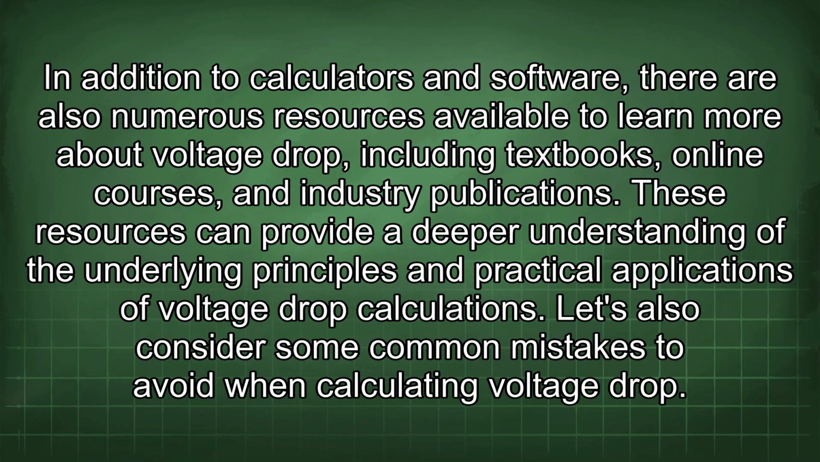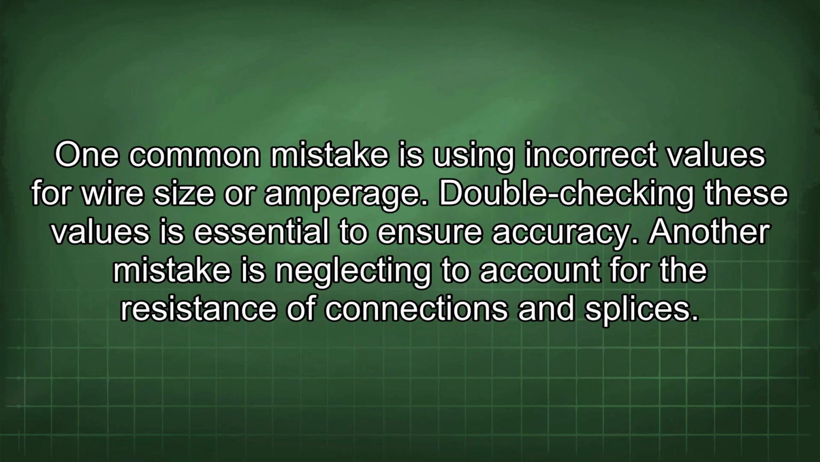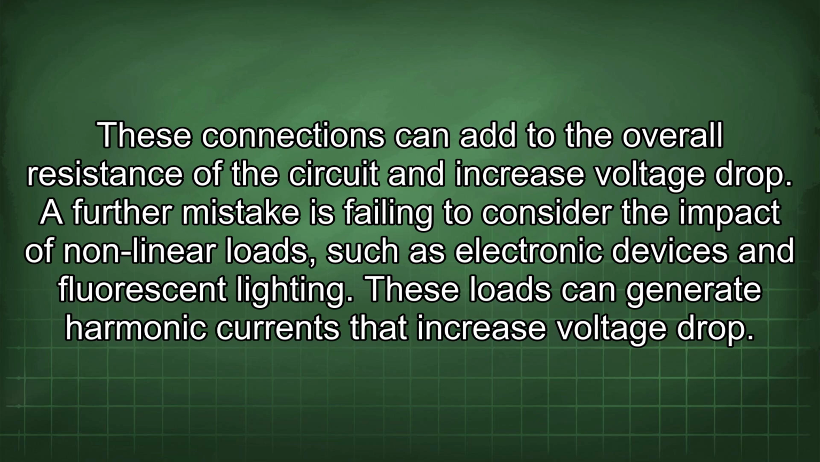Let's also consider some common mistakes to avoid when calculating voltage drop. One common mistake is using incorrect values for wire size or amperage. Double-checking these values is essential to ensure accuracy. Another mistake is neglecting to account for the resistance of connections and splices. These connections can add to the overall resistance of the circuit and increase voltage drop. A further mistake is failing to consider the impact of nonlinear loads such as electronic devices and fluorescent lighting. These loads can generate harmonic currents that increase voltage drop.